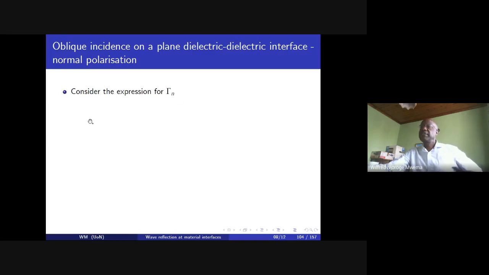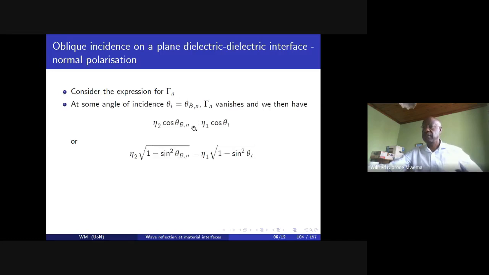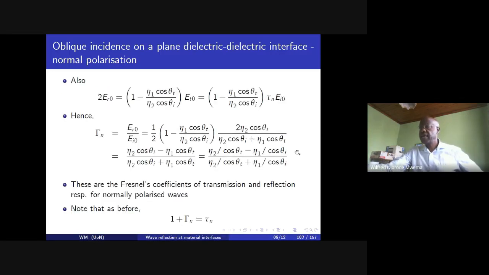Now, if we look at the expression for gamma n, we can see that there is a condition, an angle of incidence theta i, that will make this expression become 0, and therefore gamma n is going to go to 0. We can always get a gamma n equal to 0, and if we have a gamma n equal to 0, then we have what we call total transmission. There will be no reflections at the interface. And this will be a function of theta i.